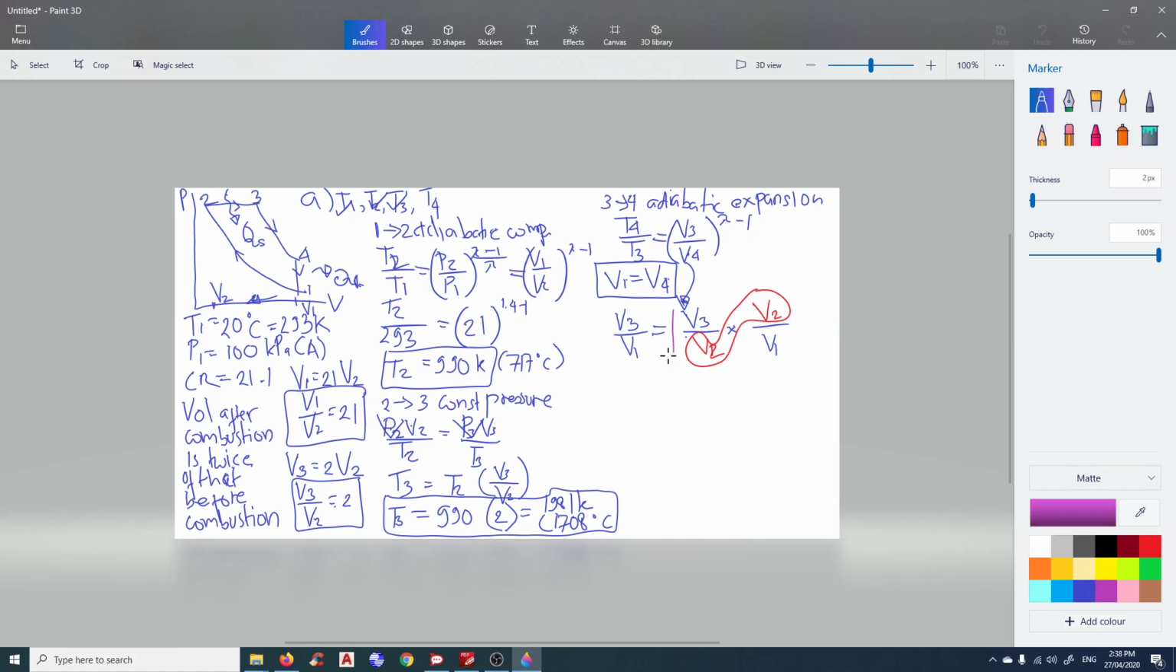Now V3 over V2 is 2. Have a look here, V3 over V2 is 2. V2 over V1 is the inverse of this, 1 over 21. So V3 over V1 is 2 over 21.